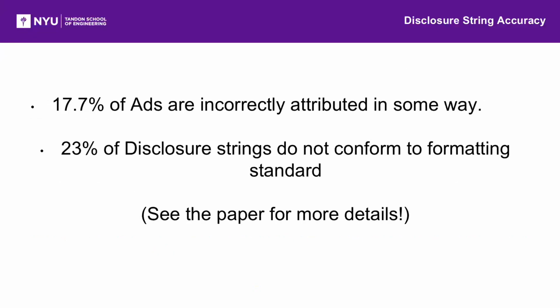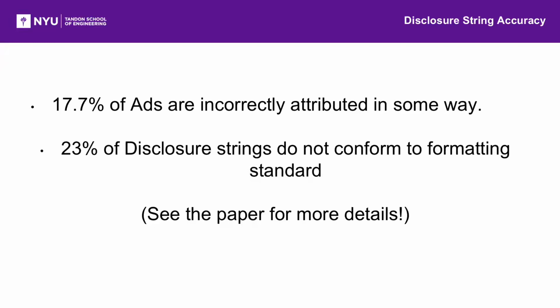So given the lack of enforcement, we did attempt to quantify how well advertisers did voluntarily adhering to these policies. Validating the disclosure strings provided wasn't really in the scope of this work, but we did some work quantifying just the presence and formatting of these disclosures. I don't have time to get into details here, but we estimate that at least 17.7% of ads are incorrectly attributed in some way. And in a separate analysis, we estimate that 23% of disclosure strings did not conform to the formatting standard. So please take a look at the paper if you're interested in the details of these analyses.